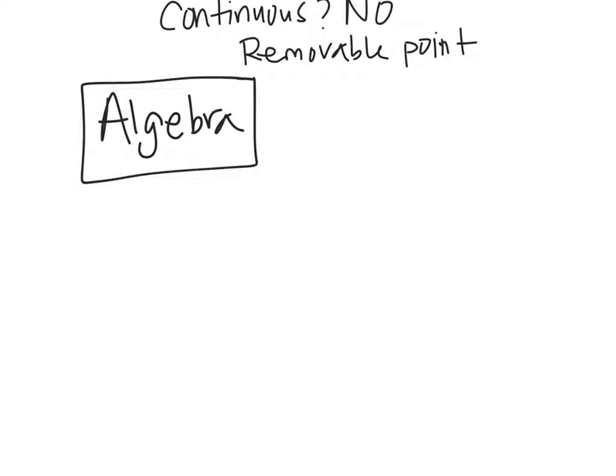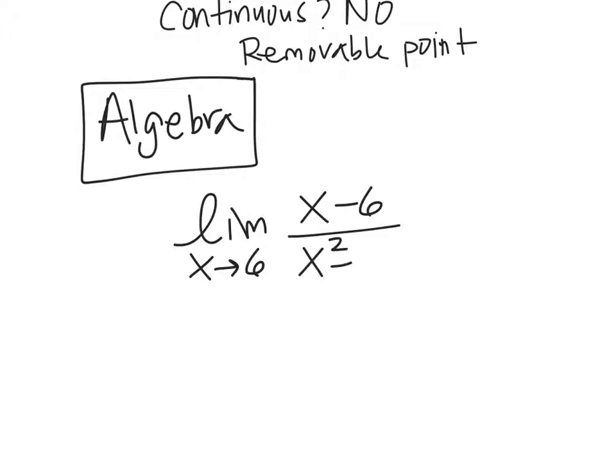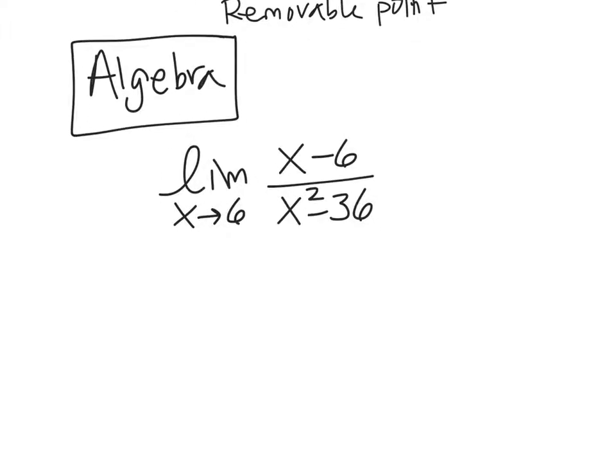All right, let's do some algebra. Let's do something kind of easy. Let's find the limit as x goes to 6 of x minus 6 over x squared minus 36. Now, I'm going to get a couple of you, I hope I don't, but what people will do is say, okay, limit as x goes to 6, I'm going to plug it in. I get 0 over 0. Limit does not exist.